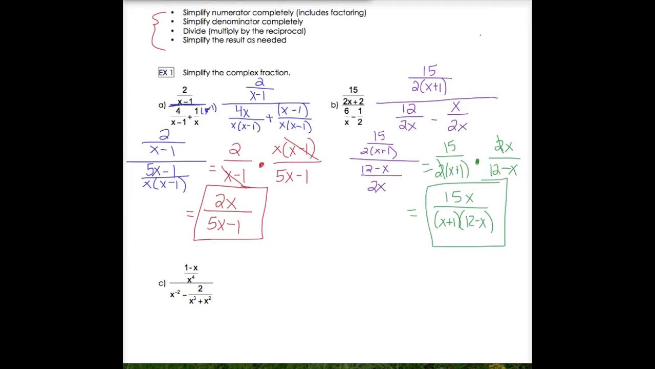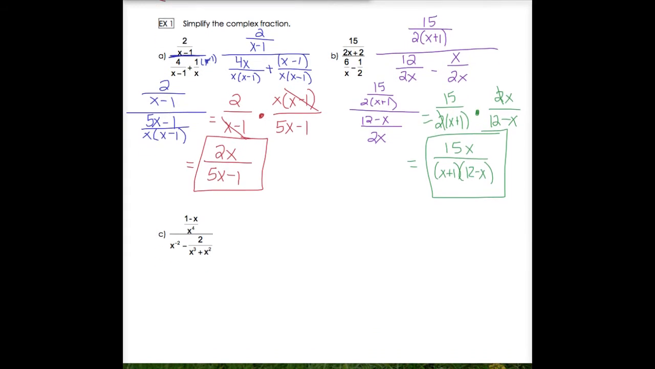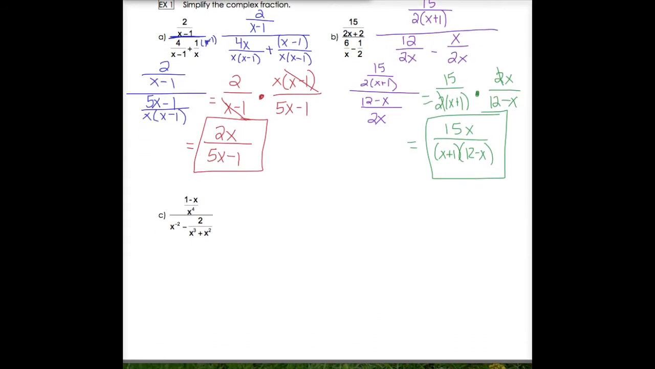So hopefully seeing that gives you an idea of where you are and what you struggled with. So let's look at the last one together here. First thing I need to do is to simplify my numerator. So 1 minus x over x to the 4th. There is no factoring to do there, so my numerator is actually as simplified as it can be.